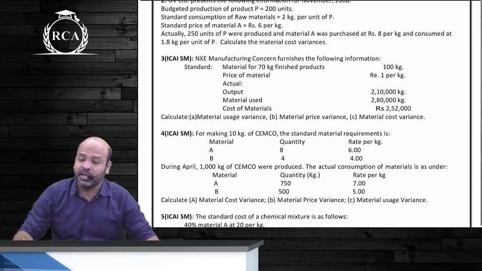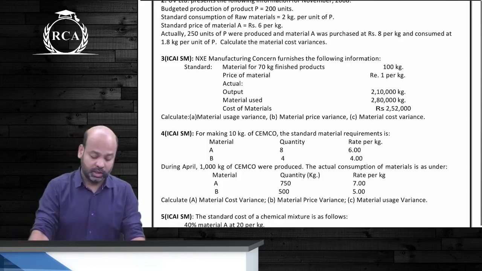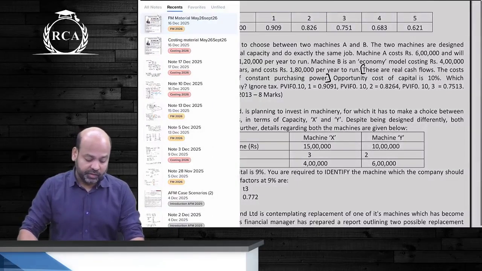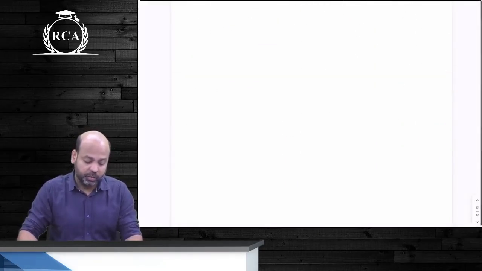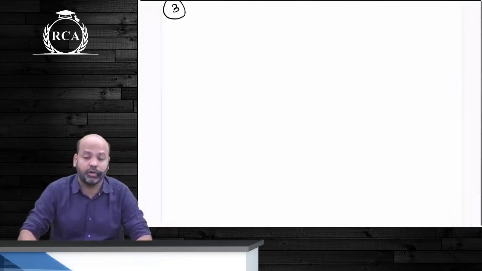The price of material is 1 rupee per kg. The actual output manufactured is 2,10,000 kgs. The first thing that we do in any question, guys, of standard costing is compute standard quantity for actual output. That's the only thing that you will have to compute, guys. Actual quantity will be given in the question.